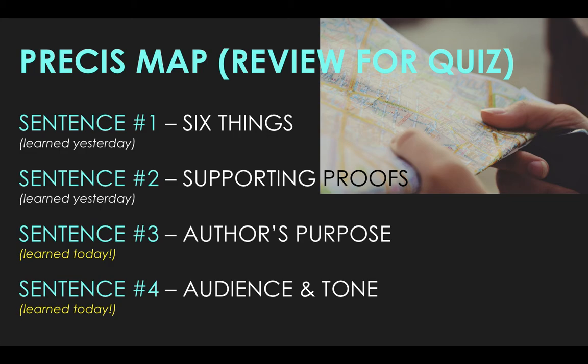P-I-N-E-D. Purpose. I, inform. P-I-N. N is narrate. E, entertain. And D would be describe. You don't need to know all 5 of those yet. You will want to have those memorized. But right now, we just need to know that sentence 3 is the author's purpose, and that's those 5 purposes. Sentence 4, audience and tone. So who's the author or the writer or the speaker trying to connect to, and in what way? 6 things, supporting proofs, author's purpose, audience, and tone.